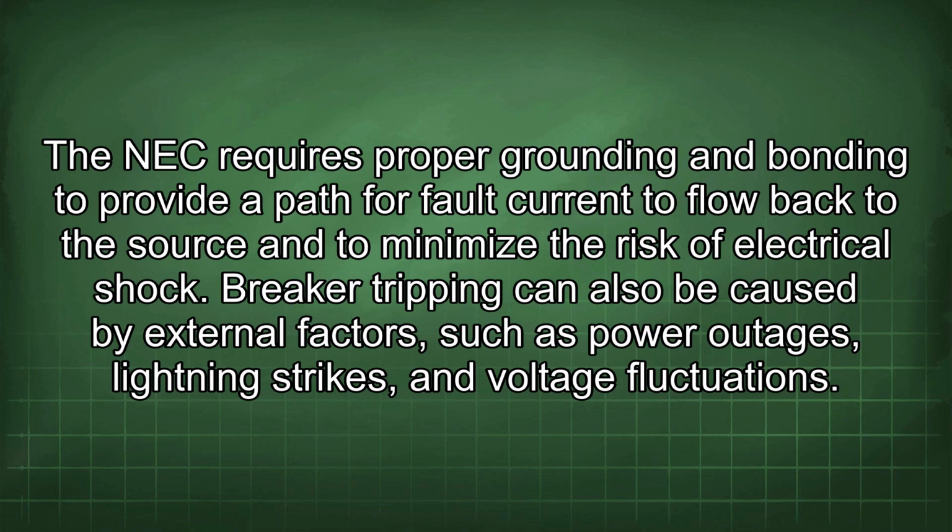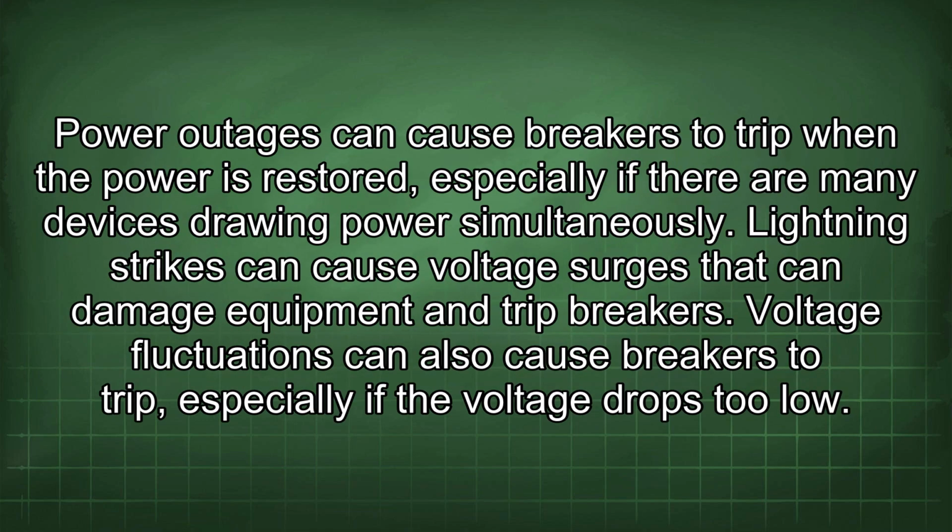Breaker tripping can also be caused by external factors such as power outages, lightning strikes, and voltage fluctuations. Power outages can cause breakers to trip when the power is restored, especially if there are many devices drawing power simultaneously. Lightning strikes can cause voltage surges that can damage equipment and trip breakers. Voltage fluctuations can also cause breakers to trip, especially if the voltage drops too low.